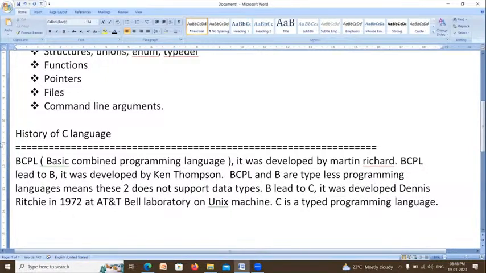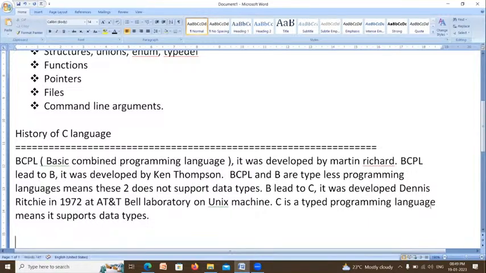From B, a new programming language was developed that is called C. It was developed by Dennis Ritchie in the year 1972 at AT&T Bell Laboratory on a computer having Unix operating system, on Unix machine. C is a typed programming language. What is the meaning of that? It supports data types. A language which supports data types is called a typed programming language. A language which doesn't support data types is called a typeless programming language.